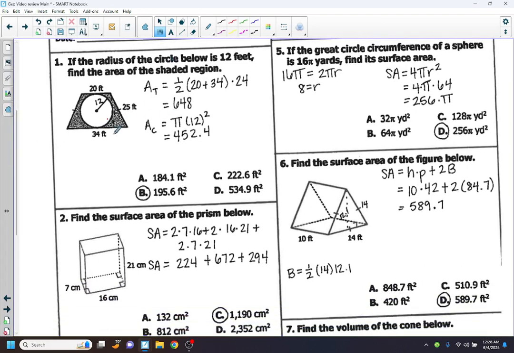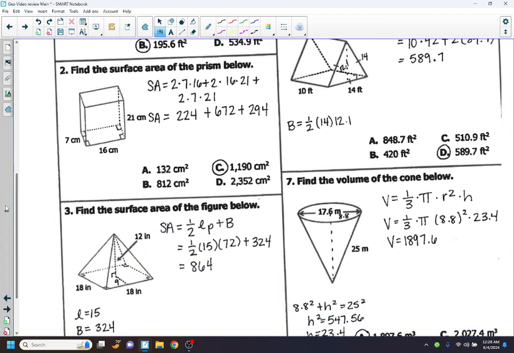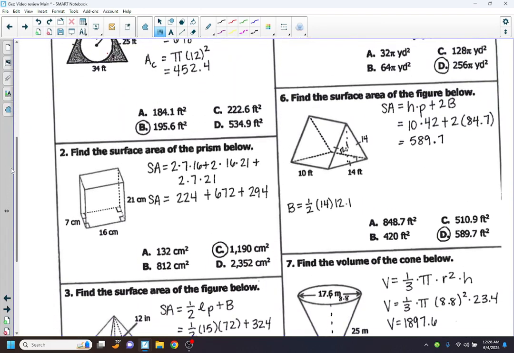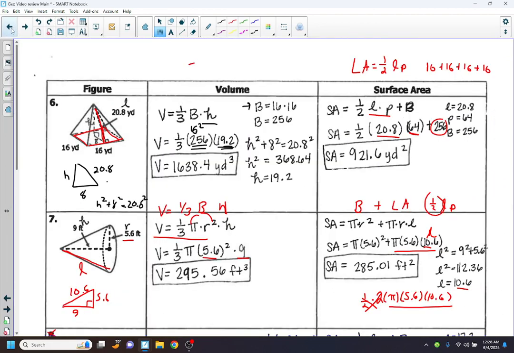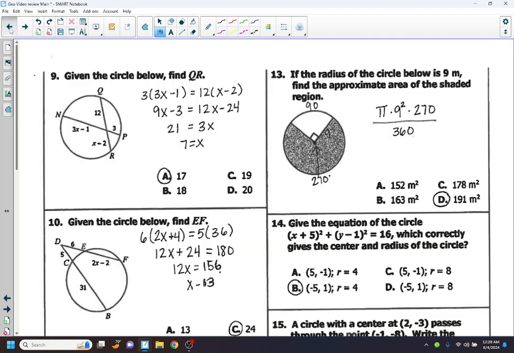The quiz review, here's the answers. Again, you don't have to do any shaded or compound figures like that, okay? Otherwise, that should be your review.